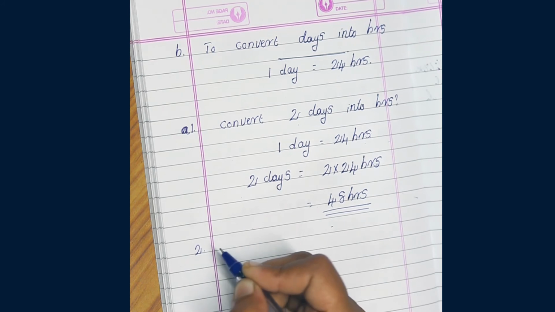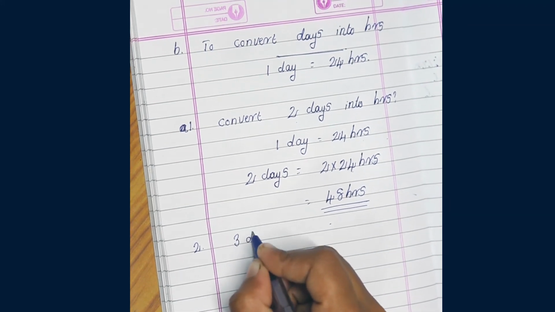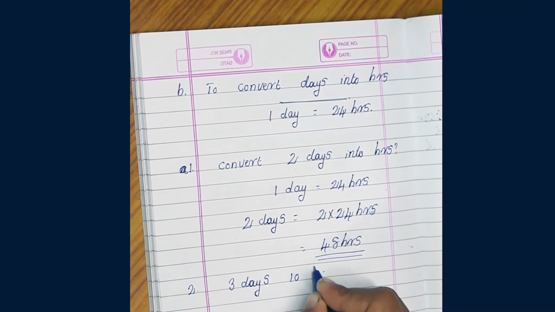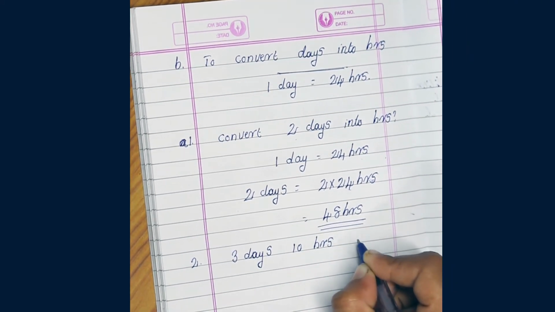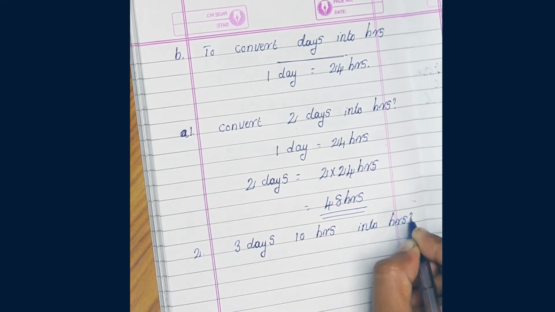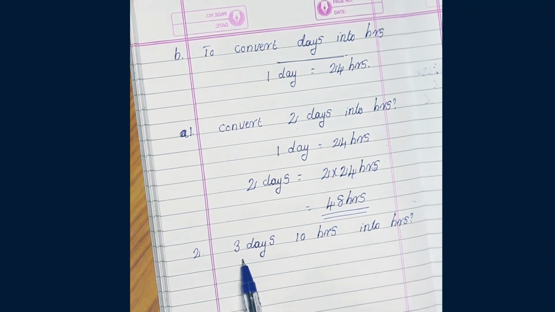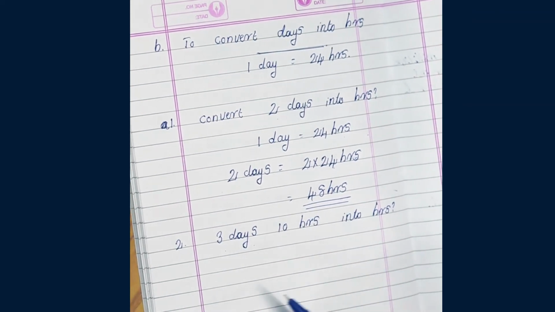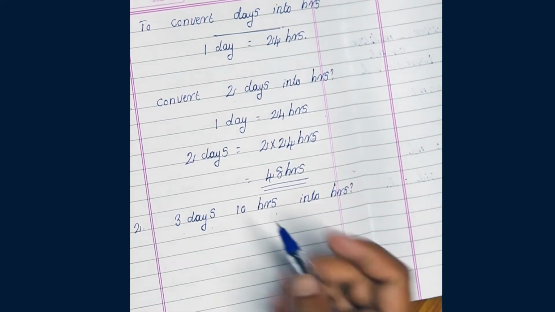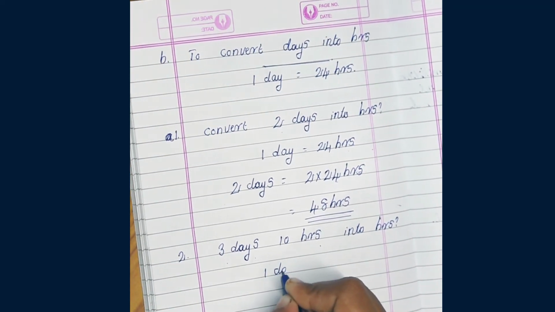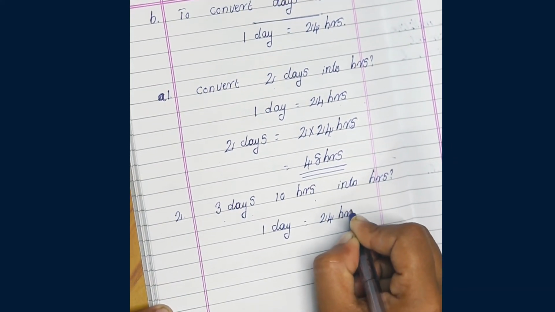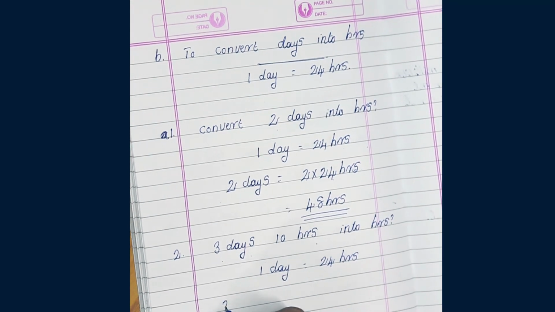Then our second example, convert 3 days 10 hours into hours. So, in this problem, first we convert 3 days into hours. Then we got the answer in hours plus the remaining hours in the question. So, first step, we know that 1 day equal 24 hours. Then here we want to convert 3 days.